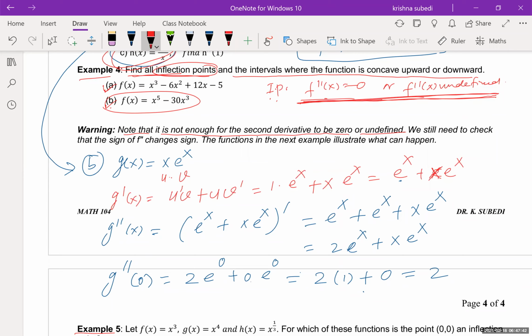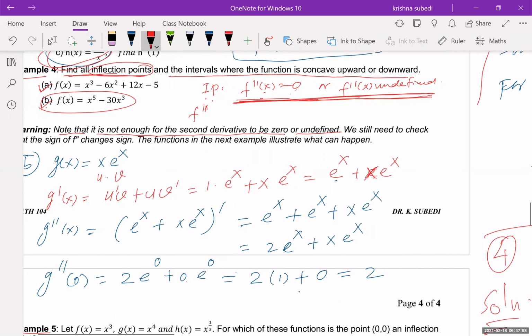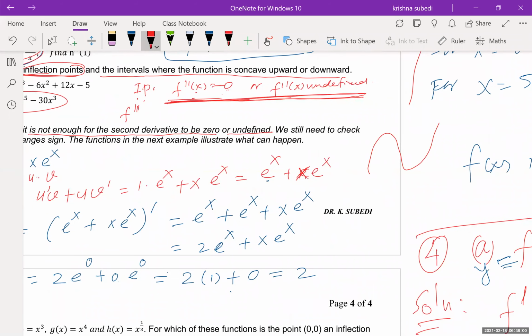If the second derivative is 0, it does not necessarily mean that this is an IP. In order for this to be an IP, the second derivative must be 0 or undefined, and at the same time, the concavity must change here. It's concave down and then concave up. So one side must be positive, another side must be negative.